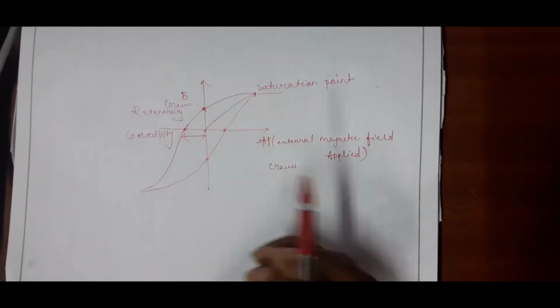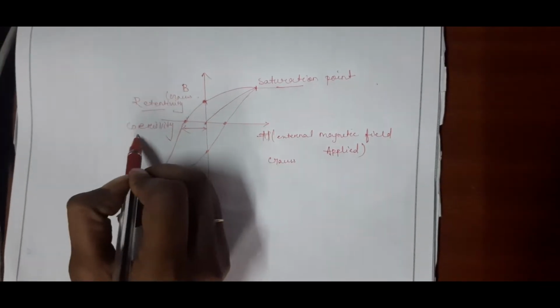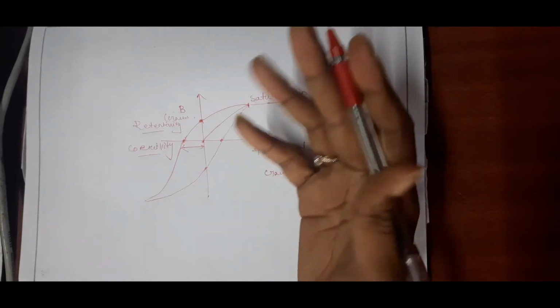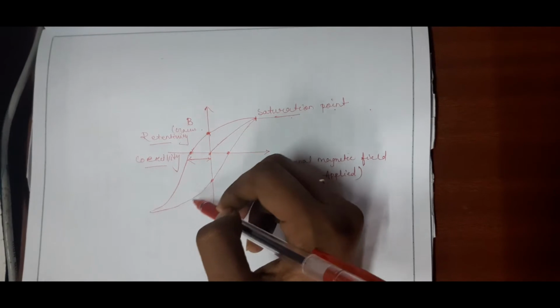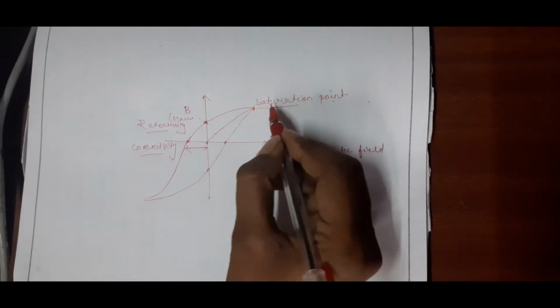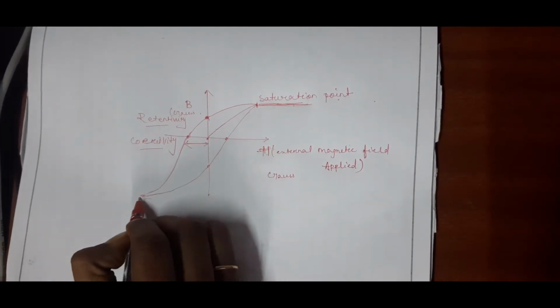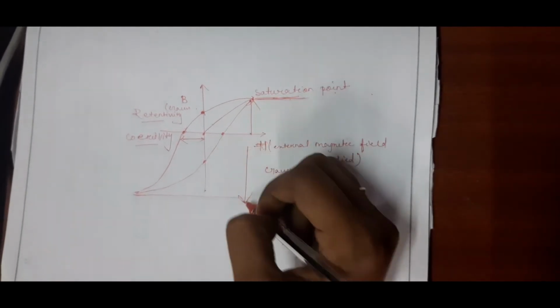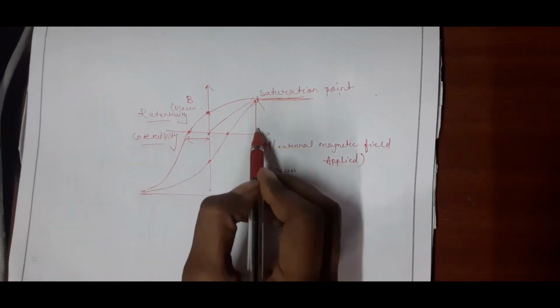So here the aim of the experiment is to find out the saturation point, retentivity point and coercivity point of a ferromagnetic material. So how to measure the saturation point? Here we are using the CRO to trace the hysteresis loop. This is the saturation point. We have to measure the total distance in the y-axis, and whatever it is, that divided by 2 is the saturation point.